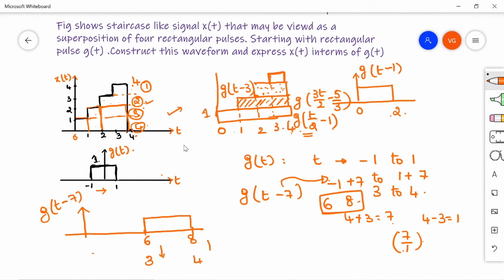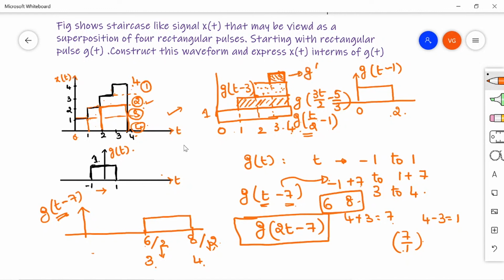So, to get 3 to 4, scale down the signal by 2, right? If you divide 6 by 2, you will get 3. 8 by 2, you will get 4. So, to scale down it by 2, as I am dividing the time range by 2, I have to multiply the time here by 2. That is g of 2t minus 7 is the required signal. Understand? First I have time shifted by 7 units and then scaled down by 2 units. So the top layer here I have is this one. So this I got by g of 2t minus 7, right?